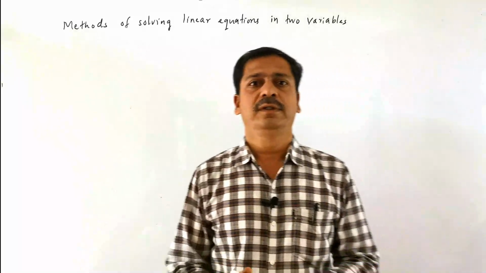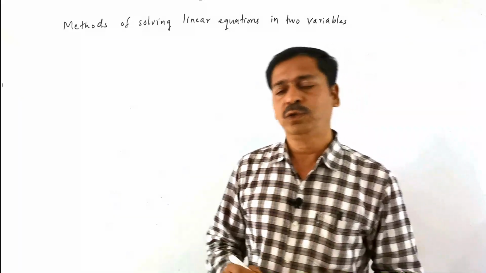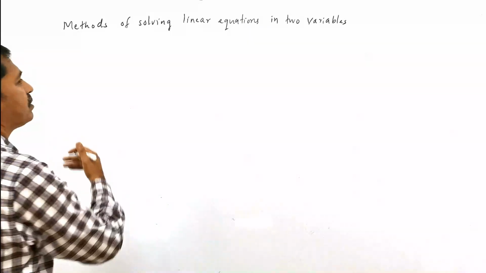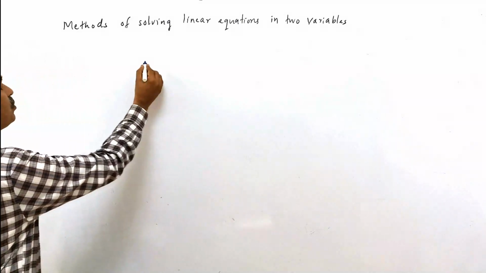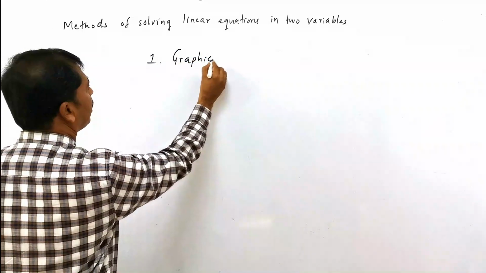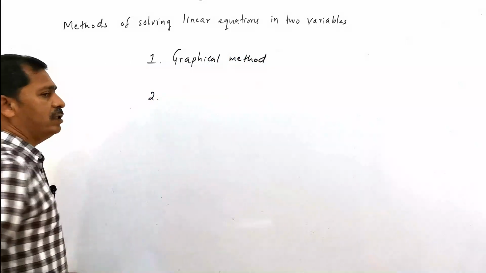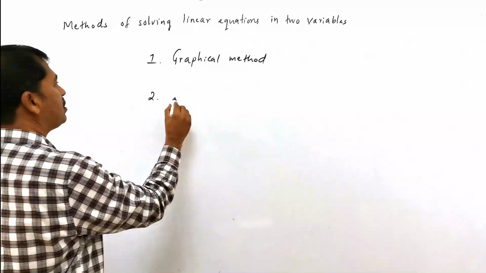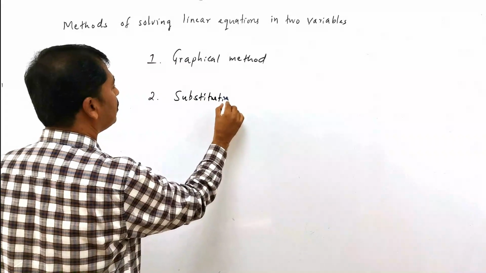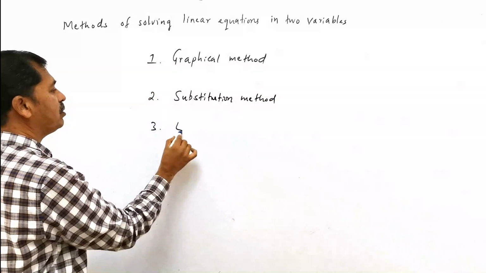Hi students, in today's class let me continue the methods of solving linear equations in two variables. Just observe here, there are different methods to solve linear equations in two variables. The first method is the graphical method, the second method is the substitution method, and the next, third method is the elimination method.